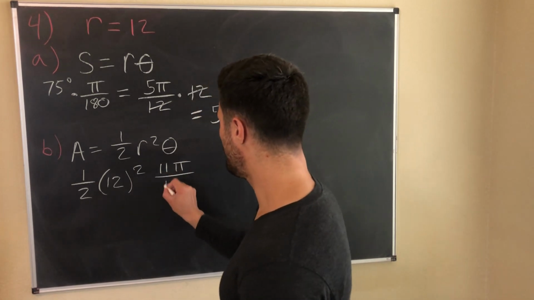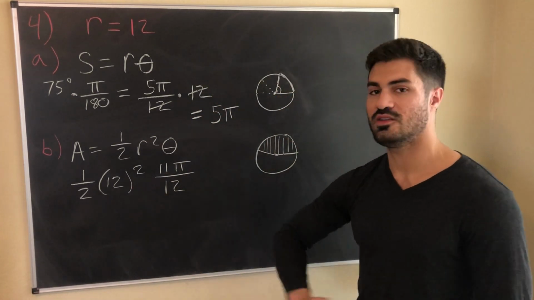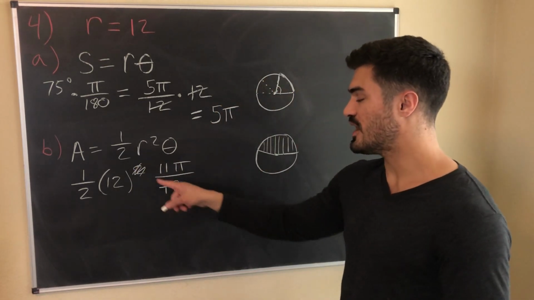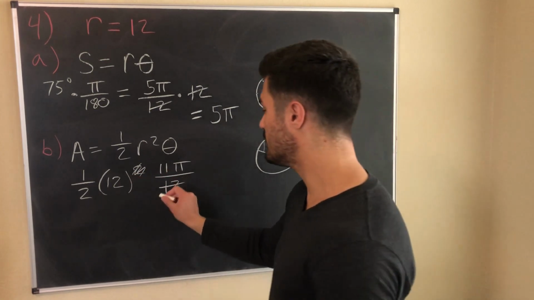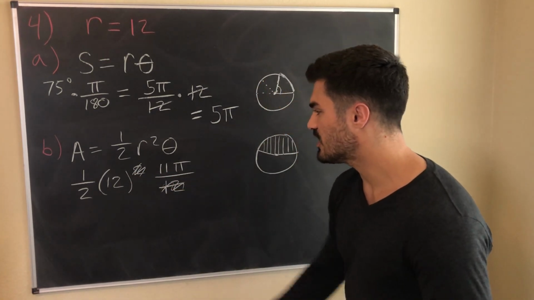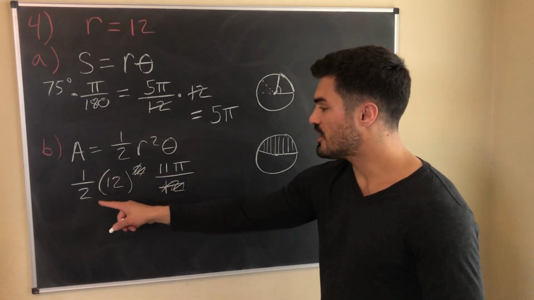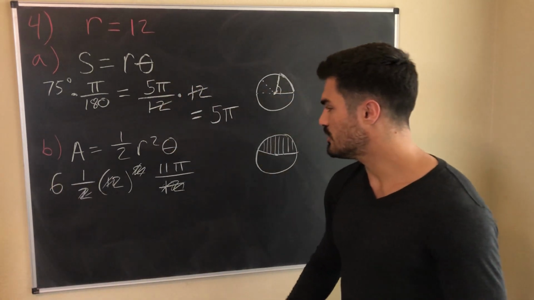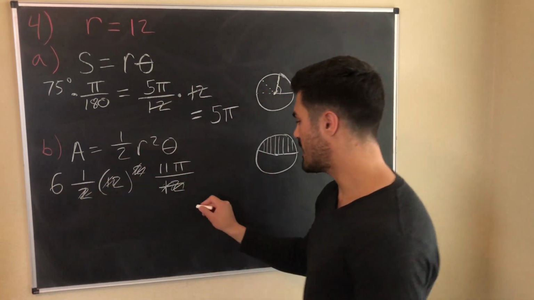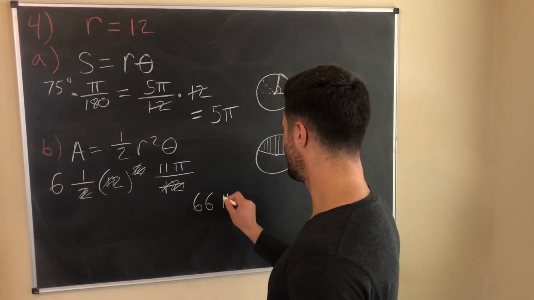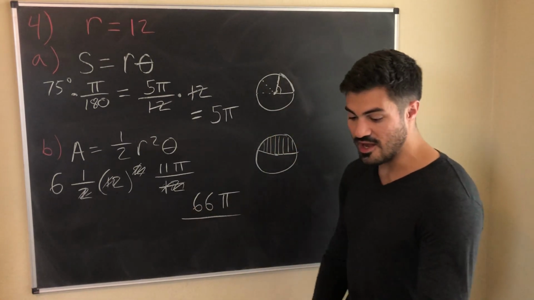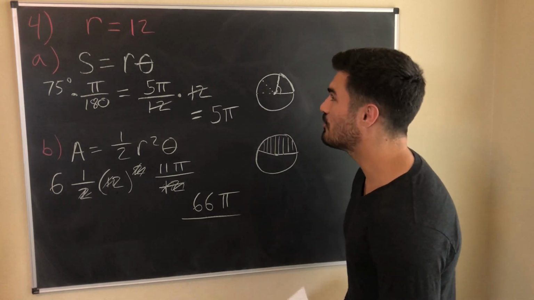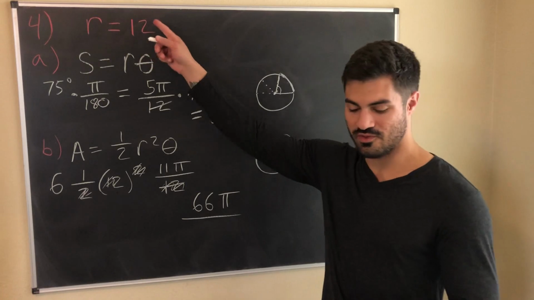You could have written 144, but if you're slick, you'll see that one of these 12s will cancel. Because this 12 is being divided, we have 12 times 12 here, so one of those can cancel with one of these. What else can cancel? A 2. 12 divided by 2 gives us 6. So those can go, and we have a 6. What are we left with? 6 times 11 times pi, 66 pi. And that is the area of the sector formed by an angle of 11 pi over 12 radians. And this is all with a circle with radius of 12.